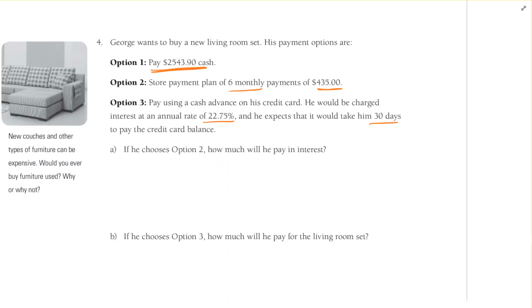So part A is really saying, what's the difference between option 2 and option 1? Because whatever extra he pays for option 2, that's how much he would pay in interest. So I'll let you guys go ahead and answer 4A now.